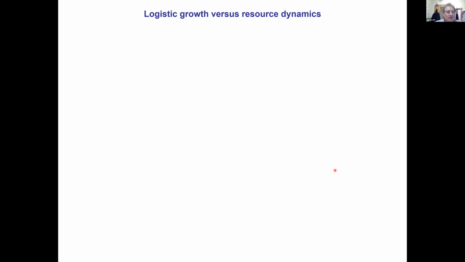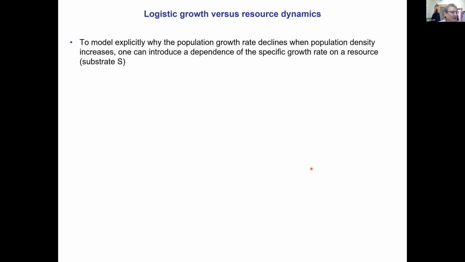An alternative to logistic growth, which is a little bit more complicated, is to explicitly consider how the lack of resources, or the reduced resources that could come with higher population density, are actually changing the growth rate. So what we would need to do is model the change in a resource or substrate and how that affects the growth rate.